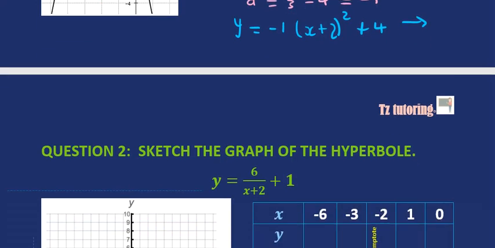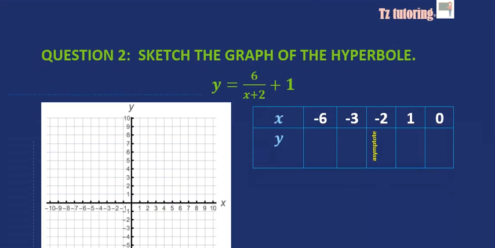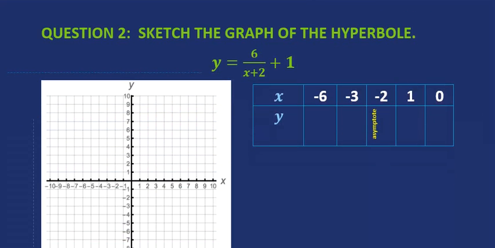Alright, now let's move on to the hyperbola. This is what we know. If a hyperbola is standard, in other words, it hasn't shifted, then it will have asymptotes at x equals 0 and y equals 0. That means x may not equal 0 and y may also not equal 0. So there are asymptotes there.